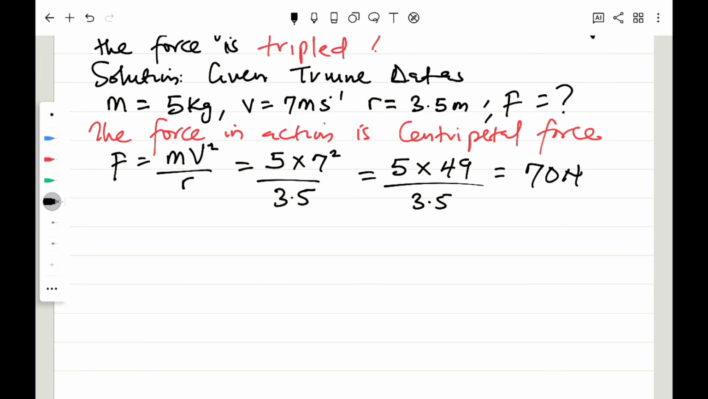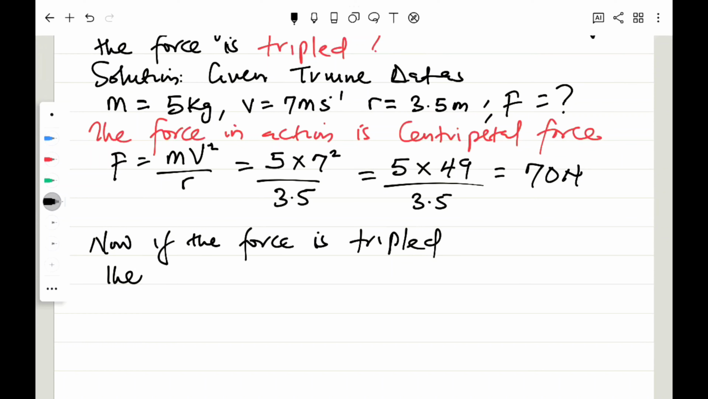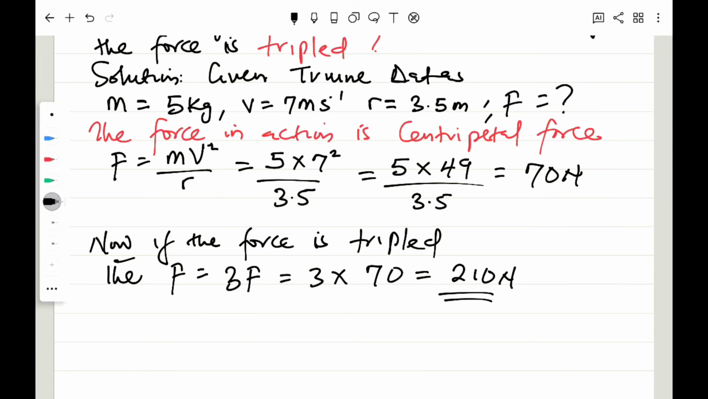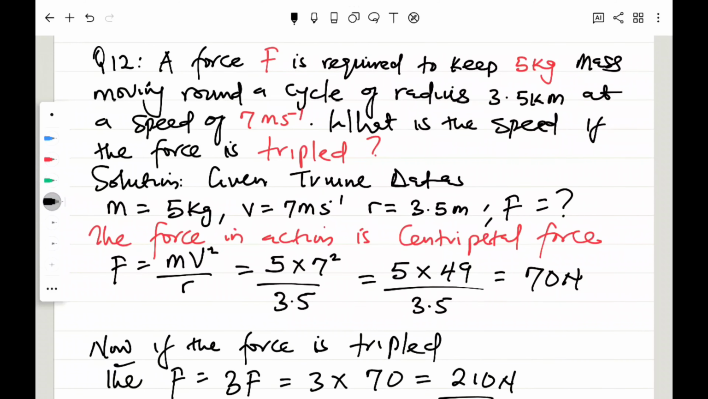Okay? So we're going to pick the second part now. If the force is tripled, that's what the question said. If the force is tripled, so the F is equal to 3F and is equal to 3 multiplied by 70 and is equal to 210 Newton. So master your data, master your parameters, and these data will help you in solving for your problem.